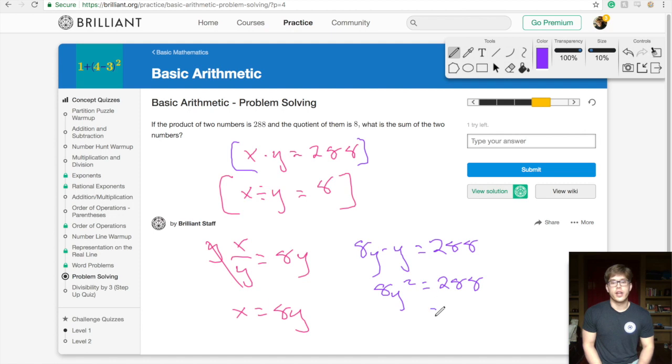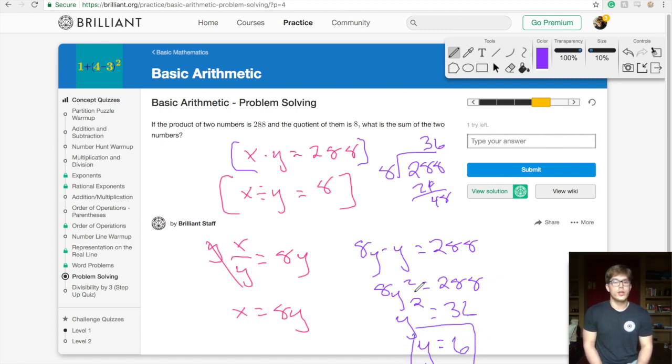We divide both sides by 8. 288 divided by 8 is, I think, 36, but let's double check. 288 divided by 8. 8 goes into 28 3 times. 24, subtract, 4, 8. 8 goes into 48 6 times. Yes, it is 36. So y squared is 36. So we take the square root, and the square root of 36 is 6. So y here equals 6.